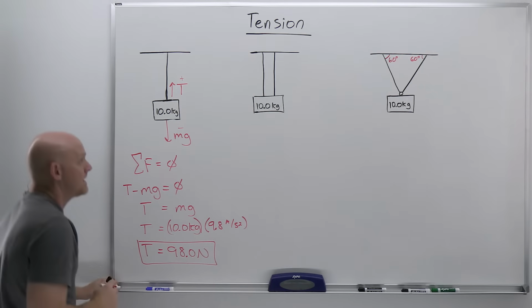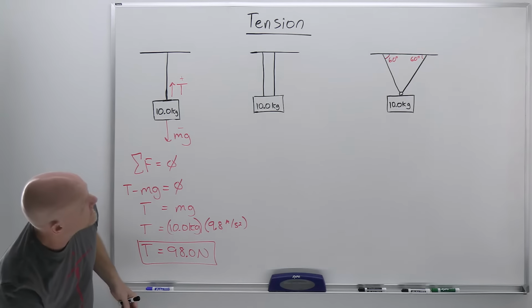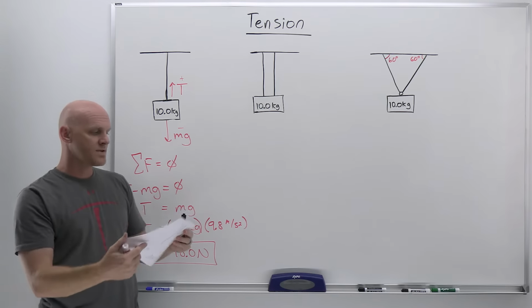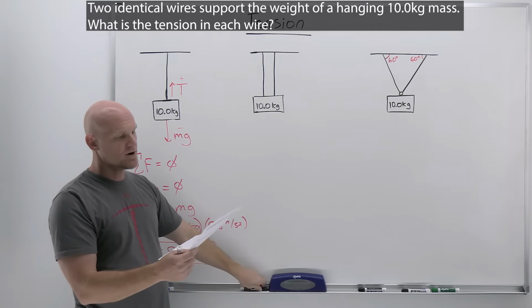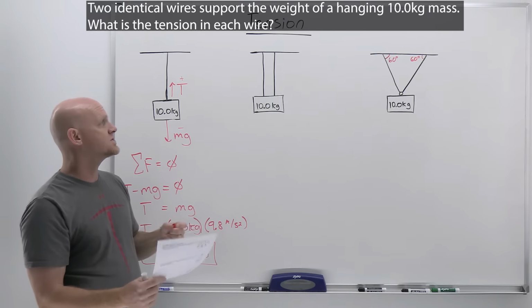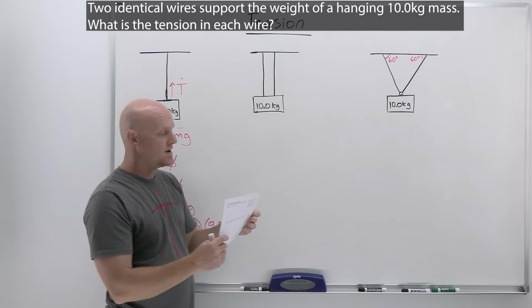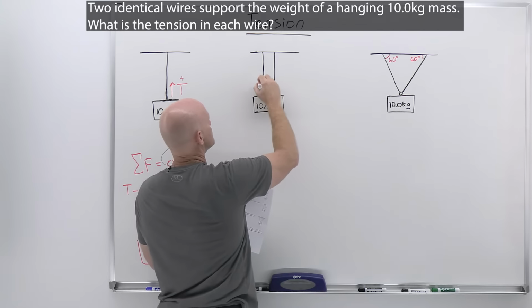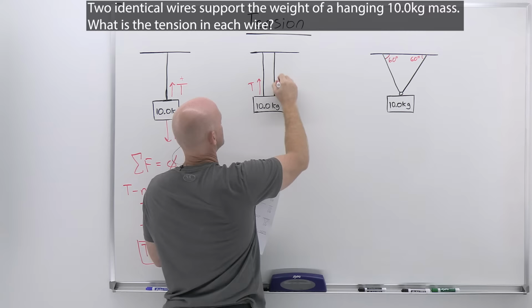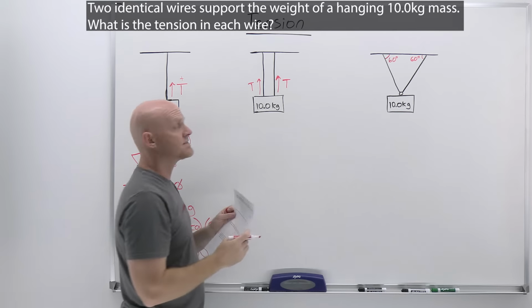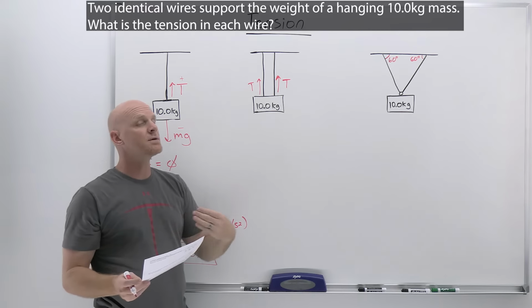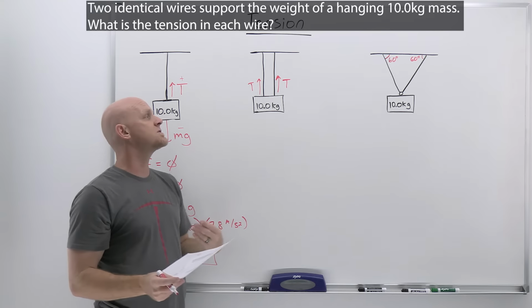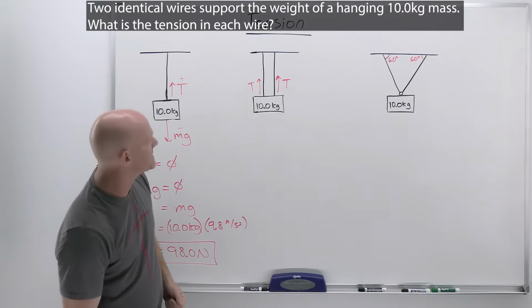All right, so a similar question here, but with two cables. It says, two identical wires support the weight of a hanging 10.0 kilogram mass. What is the tension in each wire? So now we're told they're identical. They're each going to exhibit a tension on that 10 kilogram mass. And since they're identical wires in every respect, we're going to assume that the tension in each is the same. So we don't have to label these T1 and T2. They both exert the same tension on this 10 kilogram weight.